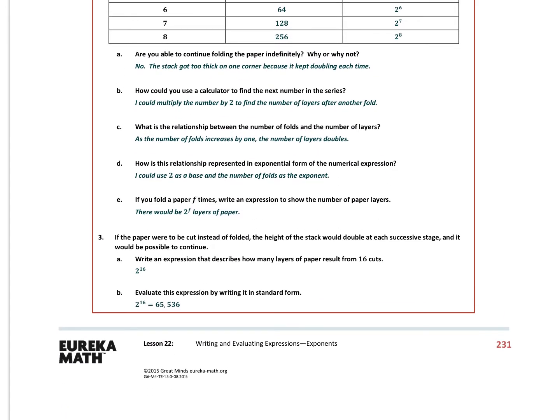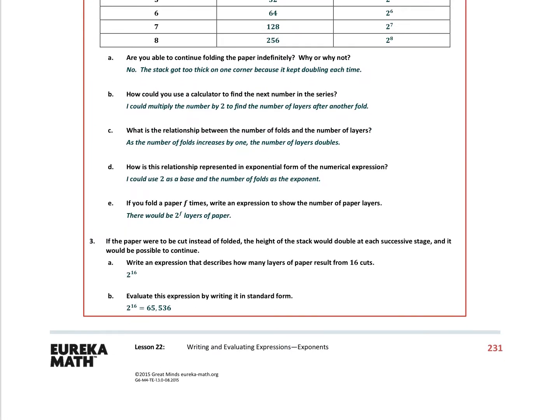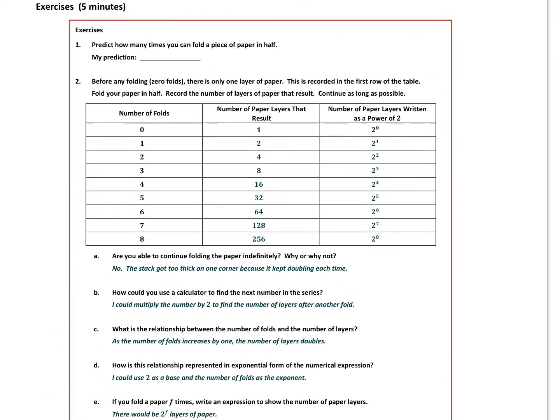And so the 3 was saying if you could actually just cut it in half, then you could just keep stacking the paper and the pieces of paper would get super tiny, but you could do it. And so an expression would be 2 to the 16th, and 2 to the 16th is 65,536.